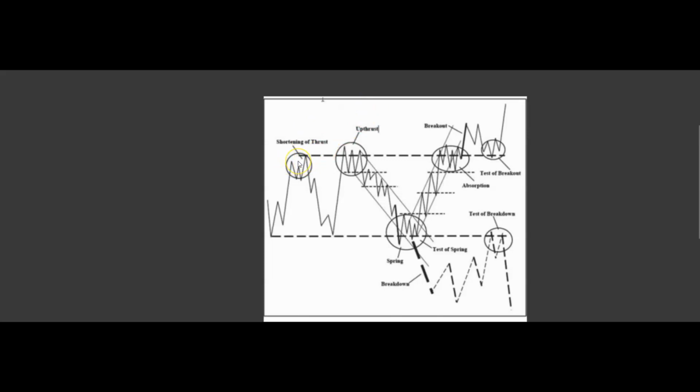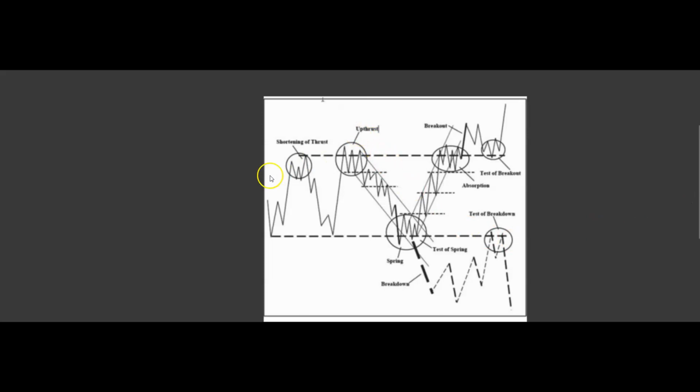No, but in a range, the shortening of the thrust is an upthrust. And at that point, you really should take a look at it. Because shortening of the thrust in the context of a trend is shortening of the thrust, but in the context of a range, it's an upthrust. So it depends if it's in a trend or in a range. However, the general idea of shortening of a thrust, in general analysis, is that from high to high to high, the distance is decreasing. So that is an indication that momentum is waning.